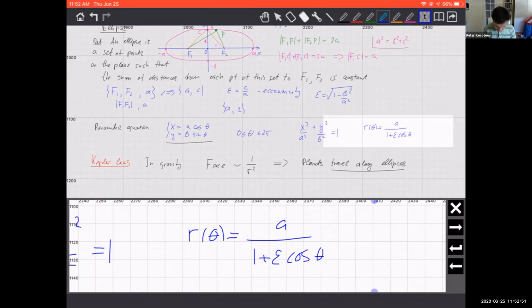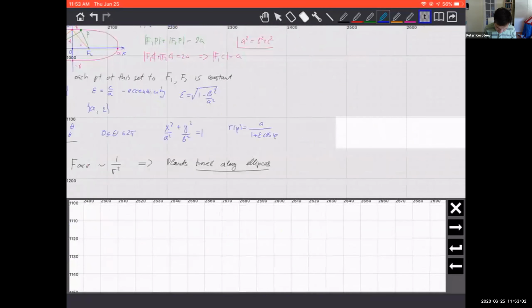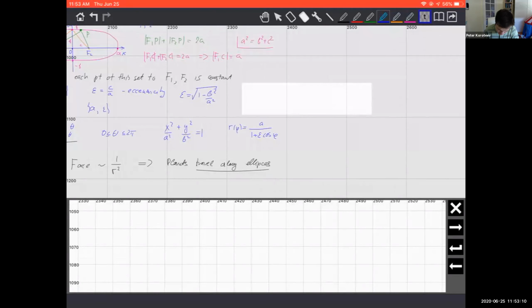Only here, actually, I need to change the angle a bit, so it's not theta, let's call it angle phi, because it assumes a slightly different parameterization of the ellipse.